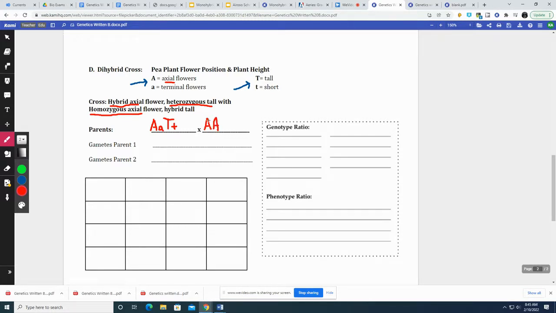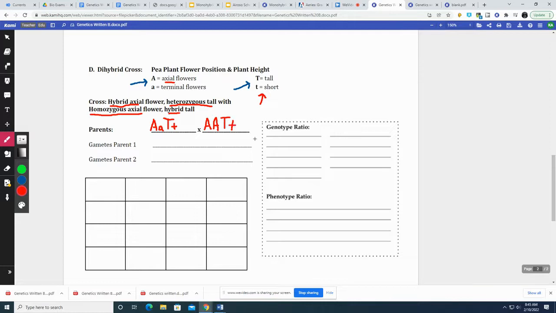All right, so now we know the first trait's genotype, but this plant still wants to know if it's tall or short. And it's hybrid tall. You know what hybrid is? Good job. That means, just like heterozygous, it means different. So it's going to be a big T and a little t.